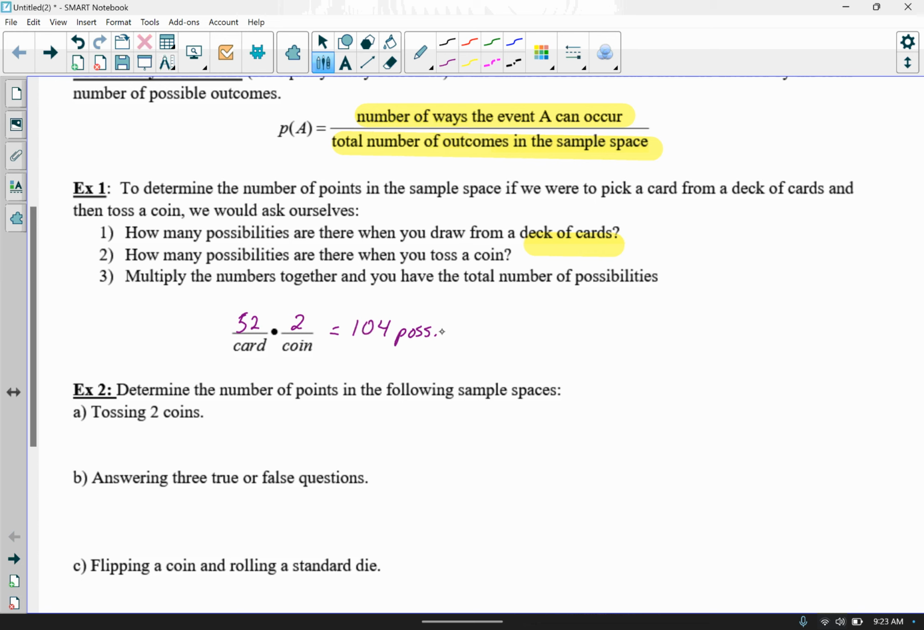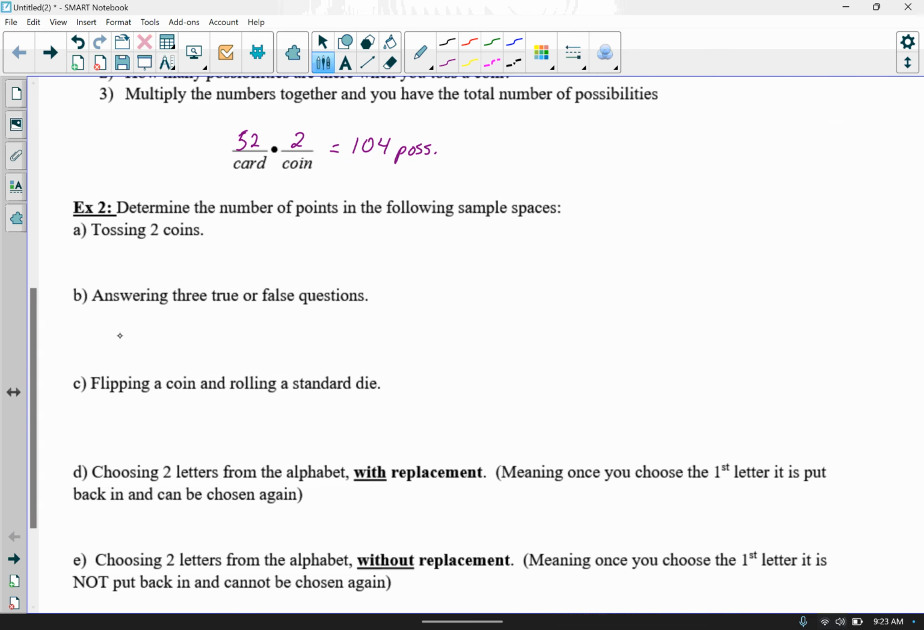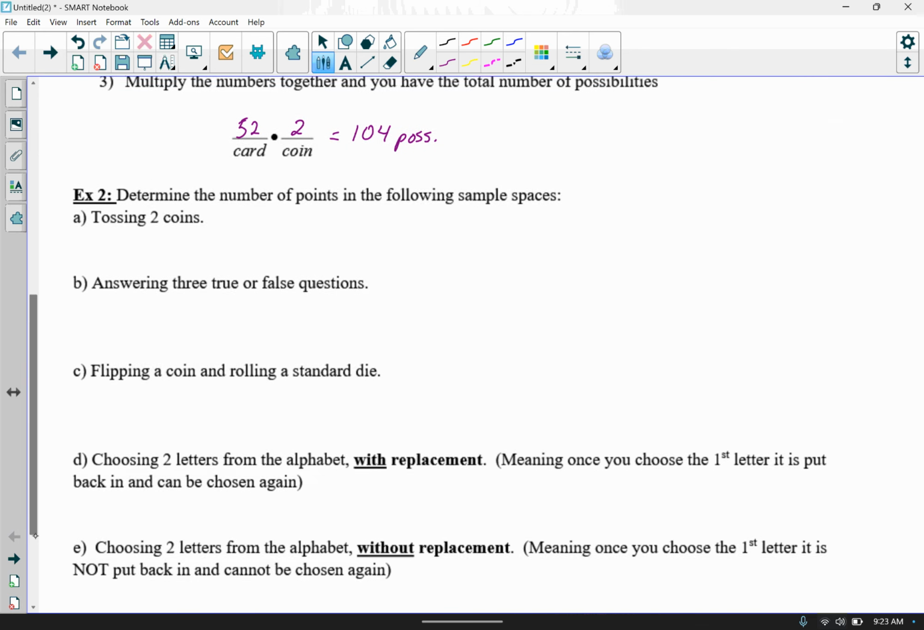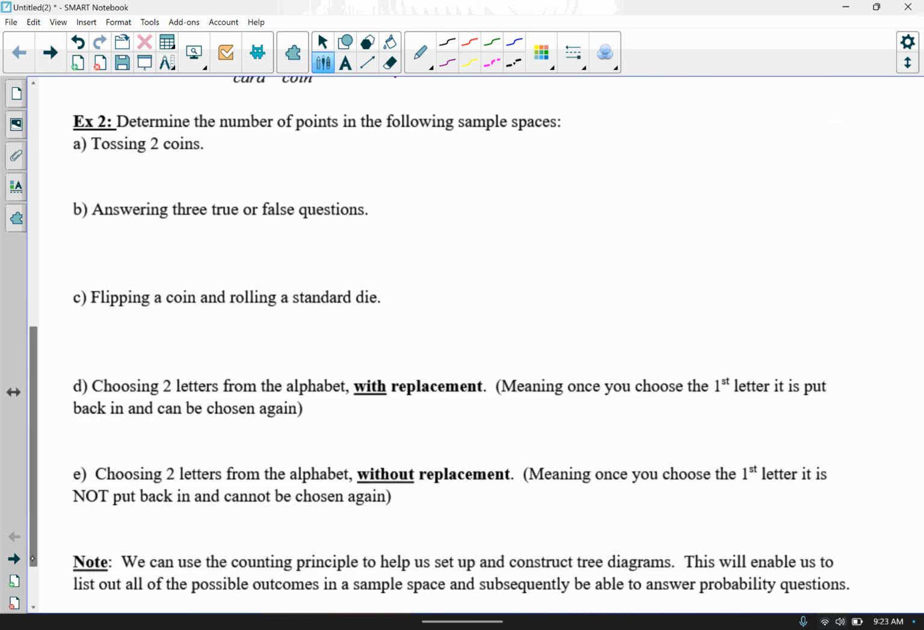All right, so coming on down to example 2, I would like to look at letters A, D, and E with you, and then let you go back and fill in B and C from the solution key. First try it on your own and then check yourself by the solution key. All right, so in part A, in example 2, all of these, they want us to determine the number of points in our sample space. Part A wants us to toss 2 coins.